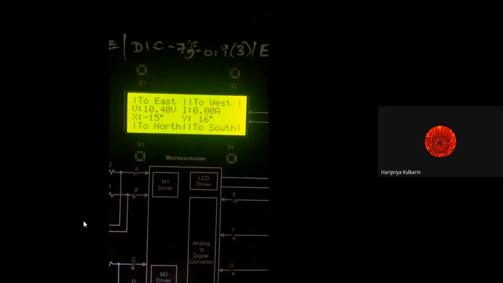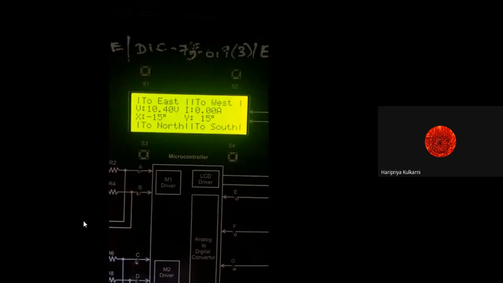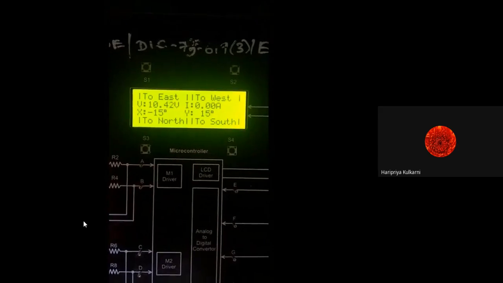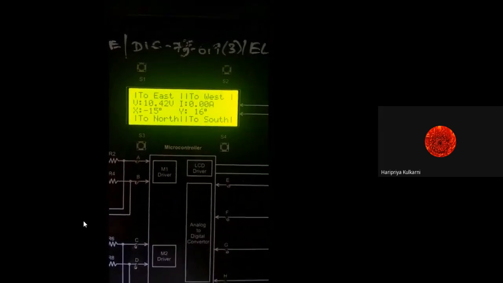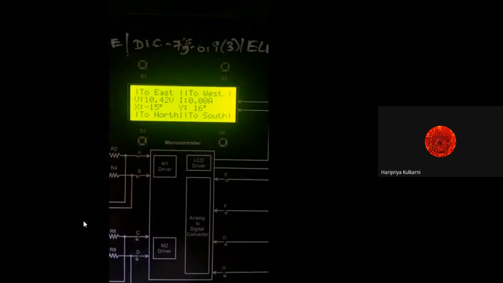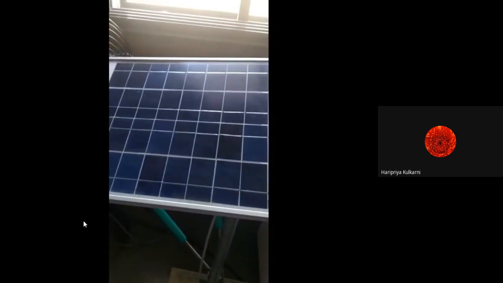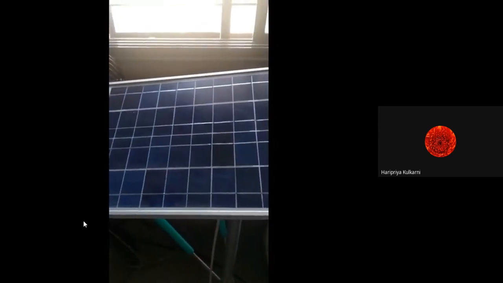Okay. So here with this position of the panel, very little solar radiation is falling on it. You can take down the next reading. Your voltage has now decreased from 12 volt to 10.41 volt, and the X coordinate is minus 15 degree, the Y coordinate is 15 or 16 degree. Let us have one more reading wherein we will again observe a decrement in the voltage and in the power extraction because of single axis tracking.